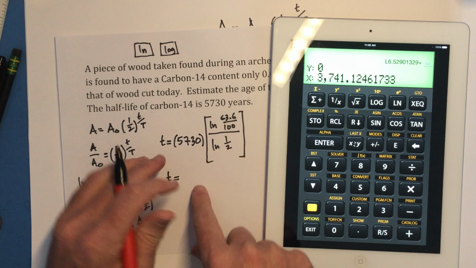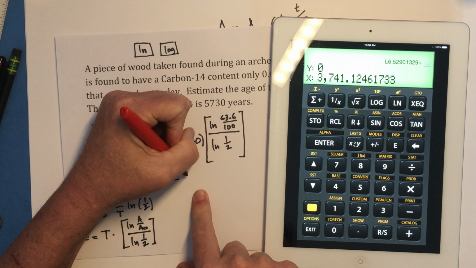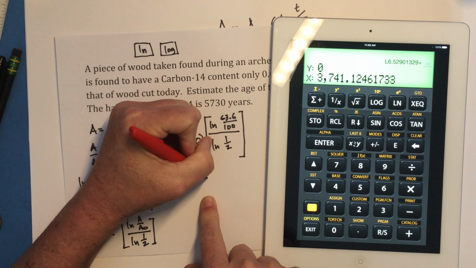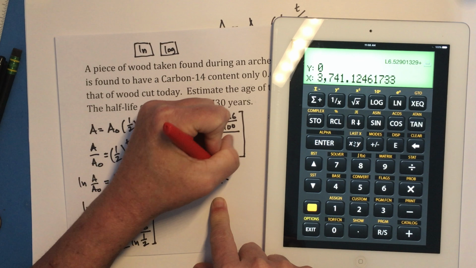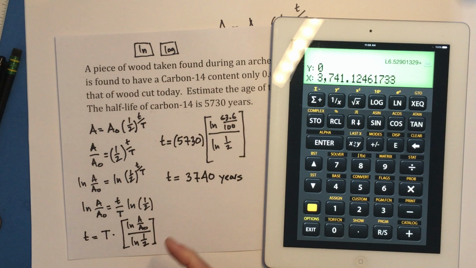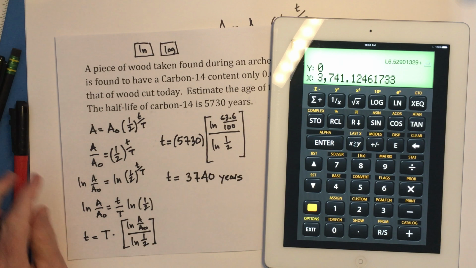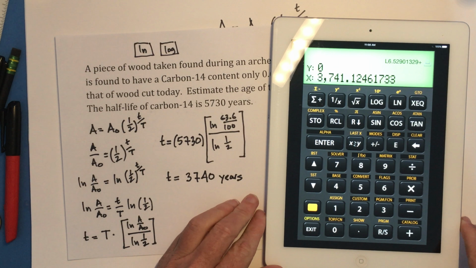Looks like my answer will be how many sig figs? I should have 3 sig figs. So 3,740 years. Wonderful. Give or take a couple decades, I guess.